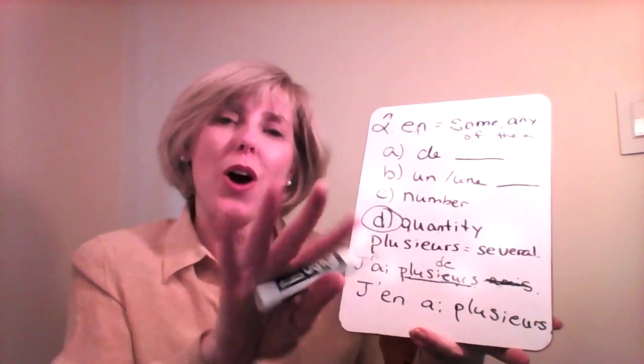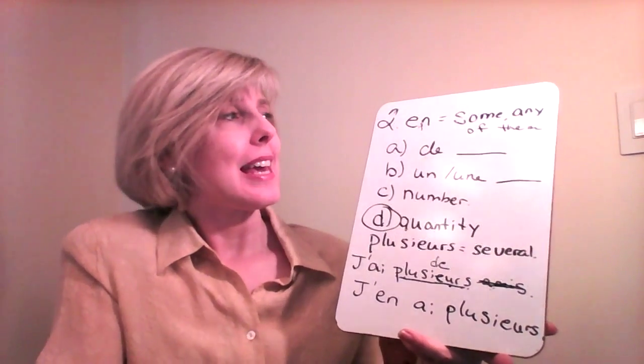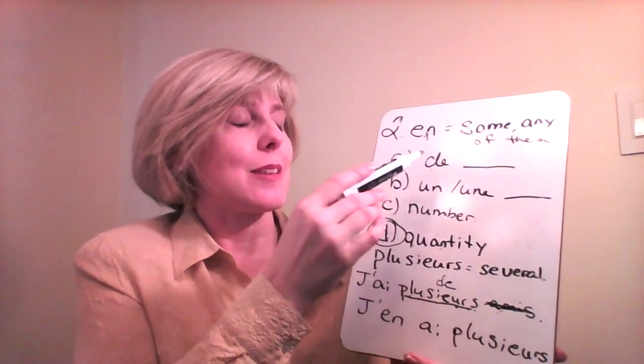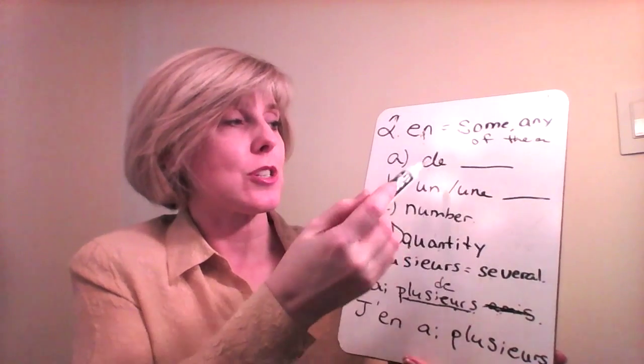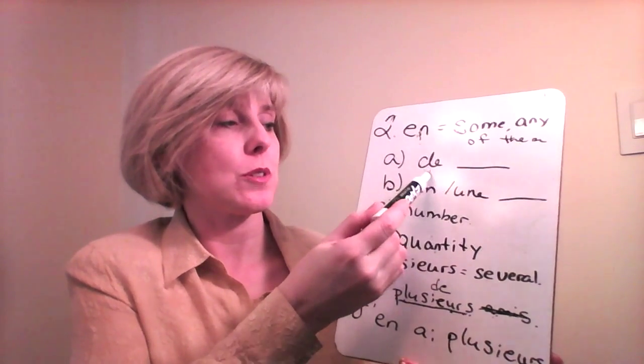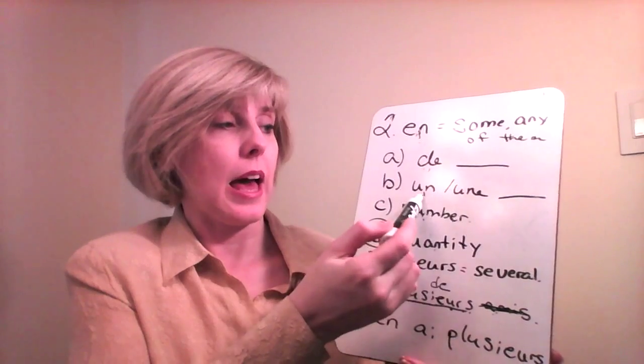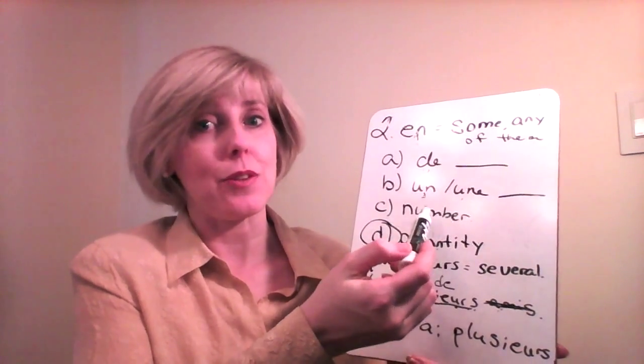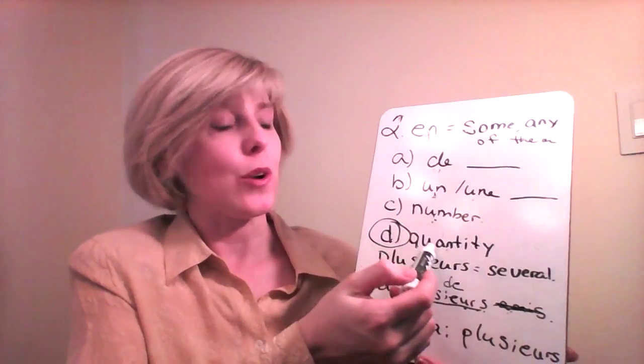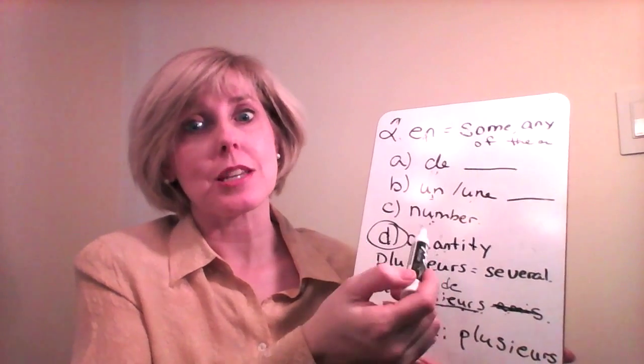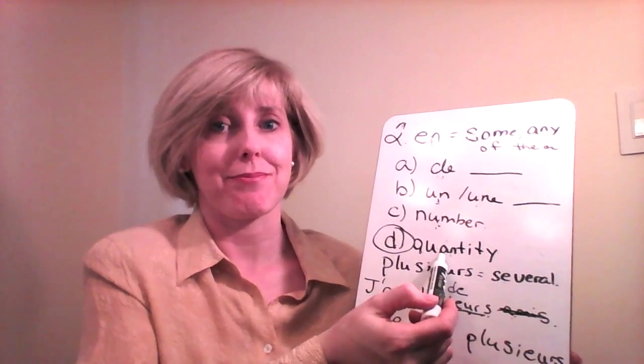Okay? So en is a little funny. It can replace many different expressions. Most of the expressions will start with de, or a number, un, une, or any other number like 3, 4, 5, 6, 7, or an expression of quantity. But most of the expressions of quantity will have de in them.